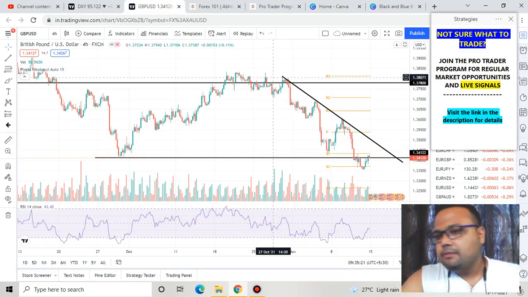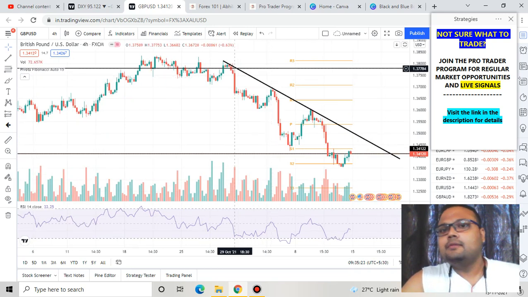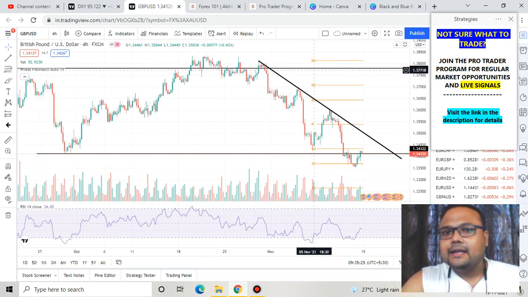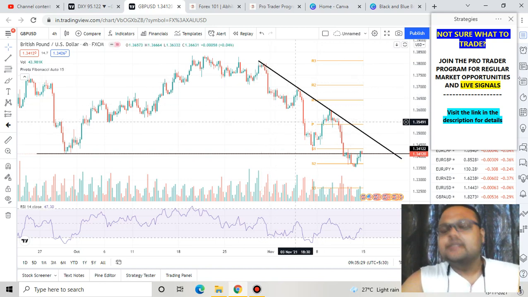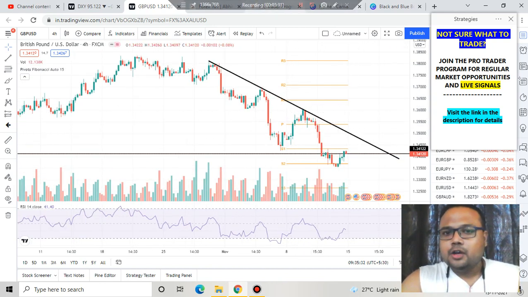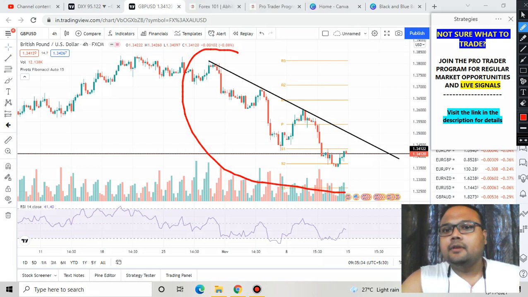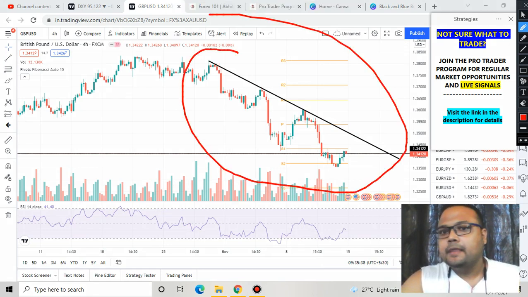And this is the chart of GBP USD. You can see that I have a few lines here. The line at the top is not relevant at all, and these two lines are important for us. There should not be any doubt in our mind that the trend of the market is extremely bearish right now. And as we all know, the trend is our friend.